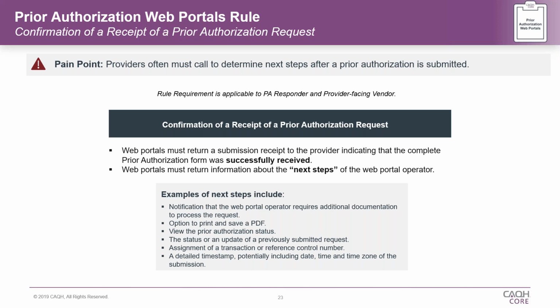At the bottom of the slide, you'll see examples of this receipt and next steps that could be returned to the web portal operator. Notification that the web portal operator requires additional documentation to process the request, an option to print and save as a PDF, view the prior authorization status or an update of a previously submitted request, assignment of a transaction or reference control number, a detailed timestamp, potentially including date, time, and time zone of the submission. I'd like to note that the examples listed here on this slide do not represent an exhaustive list of what information could be returned to the web portal operator. However, these are only a few examples.